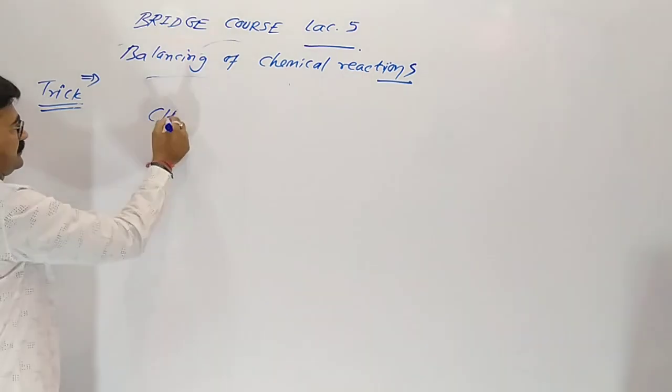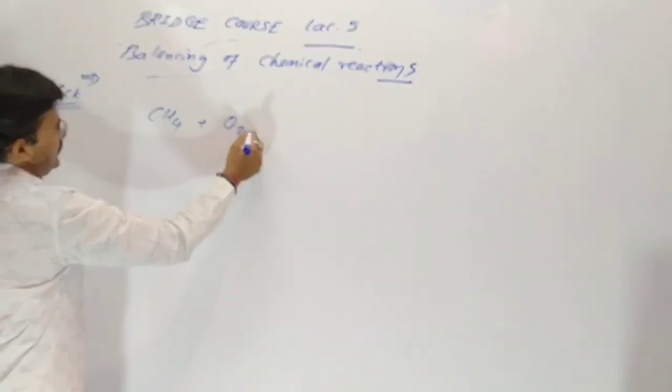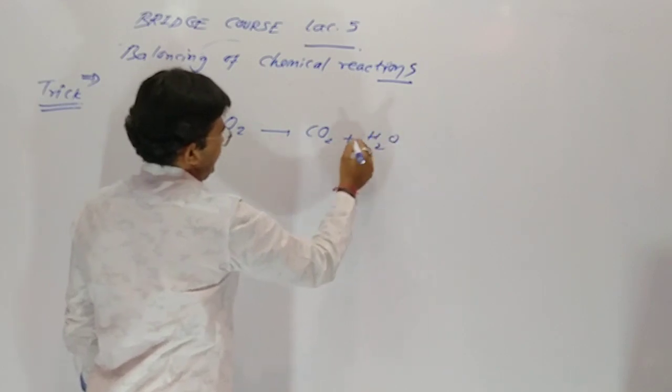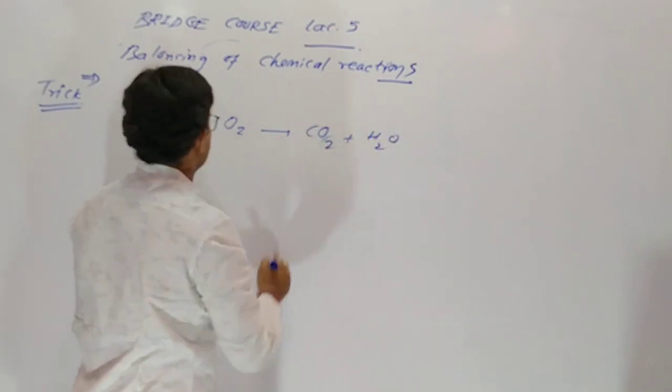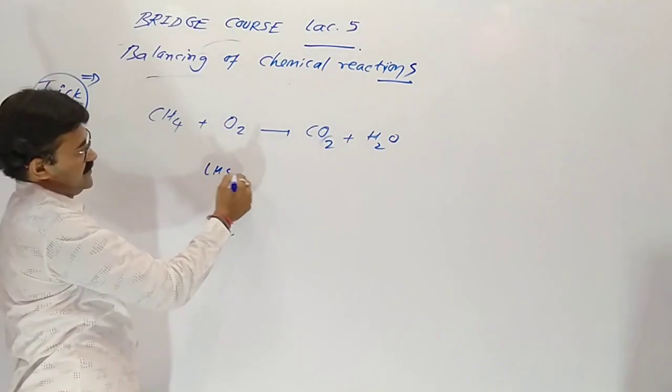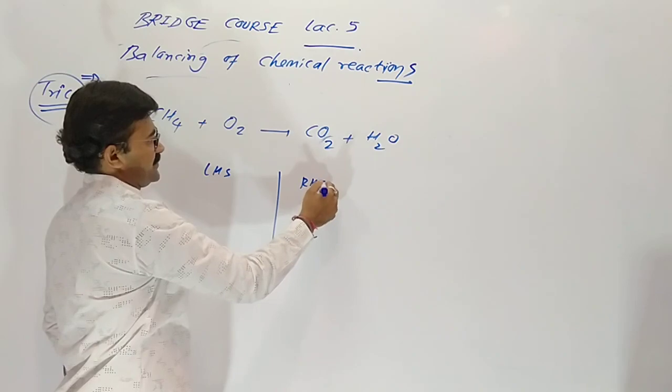Yes, methane plus O2 gives CO2 and H2O. Methane burns with oxygen and gives carbon dioxide and water. For the balancing of this reaction, we will use our trick on the left hand side and right hand side.